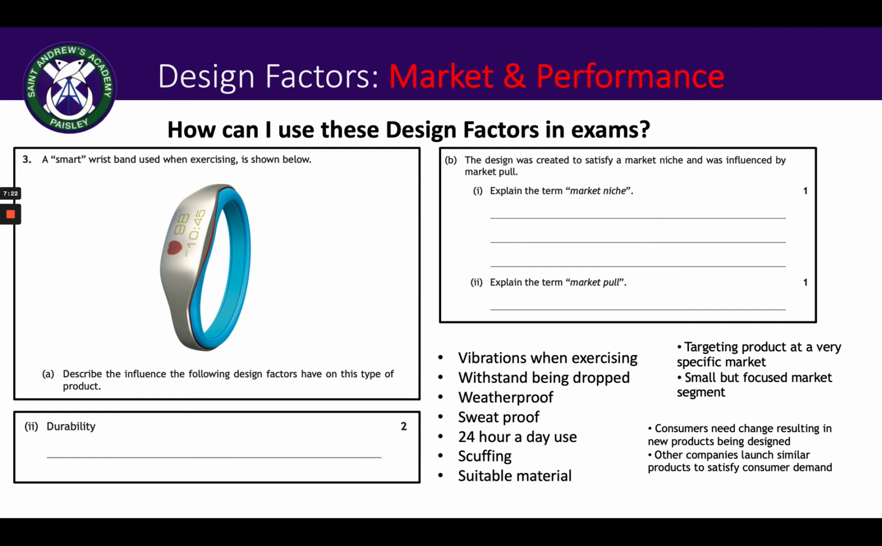Right. So when you're using a smart wristband, it's something that's going to be around your wrist, it's going to be on the go, it's going to be moving. So things you could talk about are the fact that there'll be vibrations when it's exercising, right? It should be able to withstand being dropped. It should be weatherproof. People will use it outside. It should be sweatproof because people will sweat if they're out running or on a treadmill or doing any sort of exercise. People probably will use it 24 hours a day. So it's not a product which will be temporarily used. So it has to withstand that long time of use.